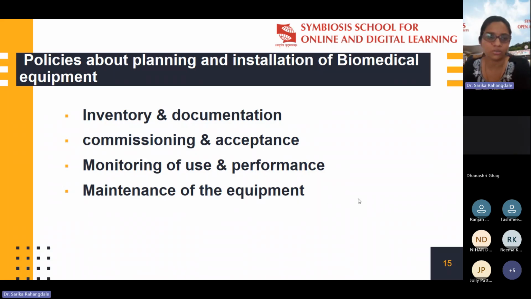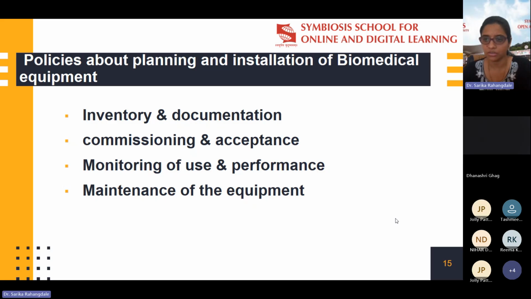Okay, so regarding inventory and documentation, commissioning and acceptance, what are the tasks to be performed at the hospital? Inventory and documentation: the inventory of the medical equipment should be maintained department-wise at store level. Also check for the maintenance contract and the insurance. Very important, you have to check the documentation. It will include the contract and the insurance of that particular equipment.